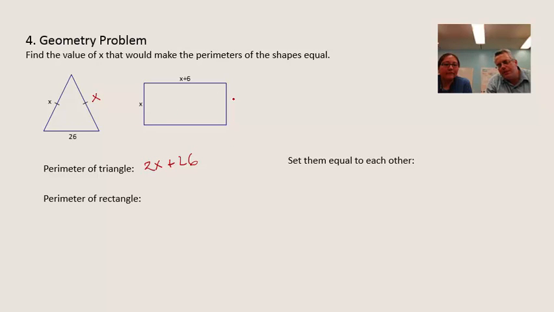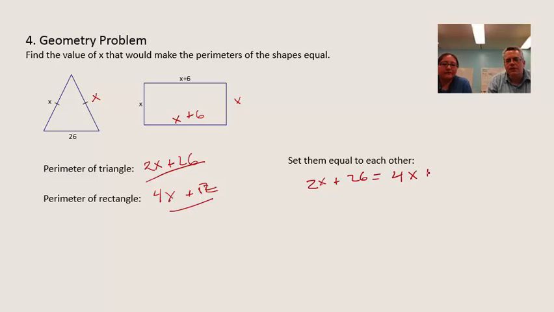Then we have to remember that the opposite sides of rectangles are congruent. So if this is x, that one's x. That's x plus 6. This is x plus 6. Now when we add them, we combine like terms. We have 4 x's being added together, so that's 4x. Then we have 2 6's, plus 12. This is the perimeter of the triangle. This is the perimeter of the rectangle. Now we want to know what value of x makes them equal, so we set them equal to each other: 2x plus 26 equals 4x plus 12.